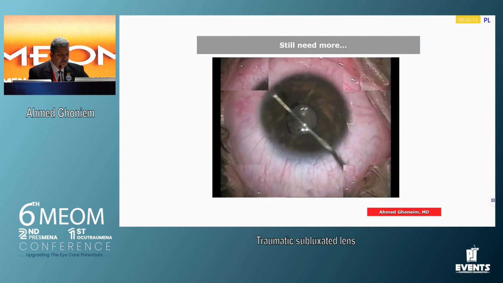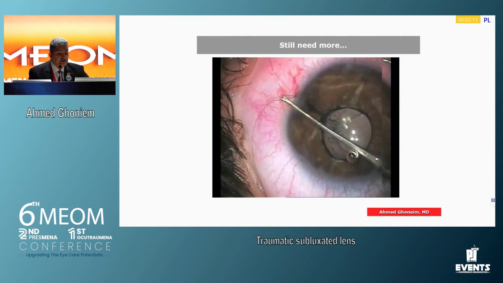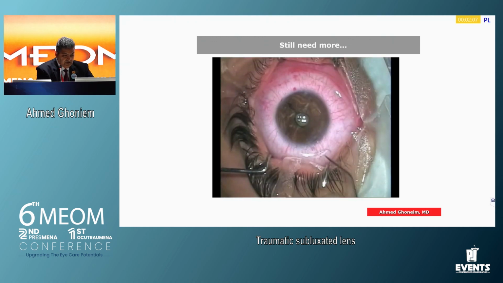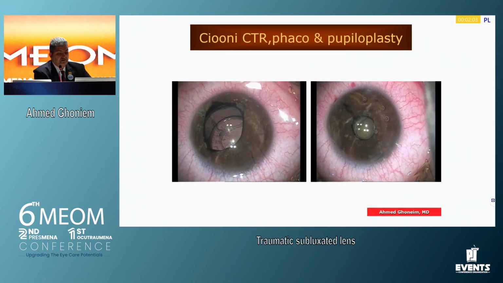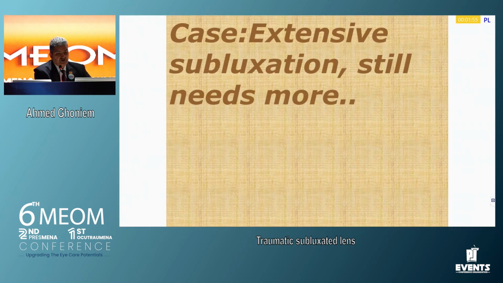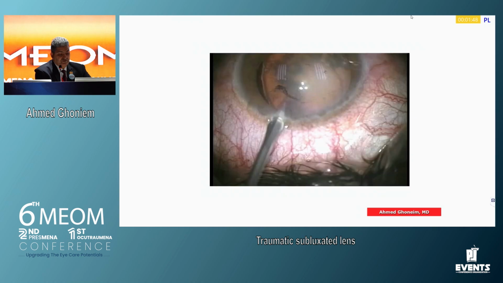And this is the final with a round pupil, and you have to take more and more, so you don't have any light coming from the peripheral iridectomy. And this is the final Sione CTR and the pupilloplasty. And this is the beginning of the case, the second intervention, and the last one. So we still need more, like this case, very hard trauma.